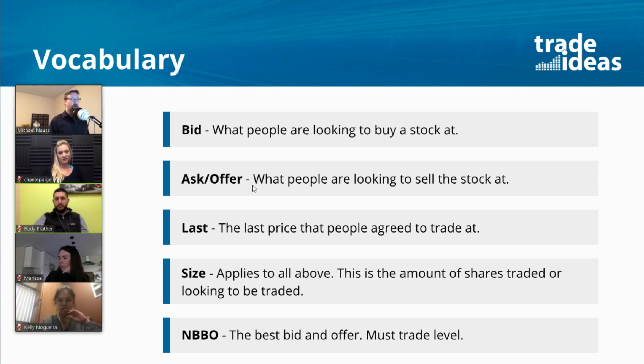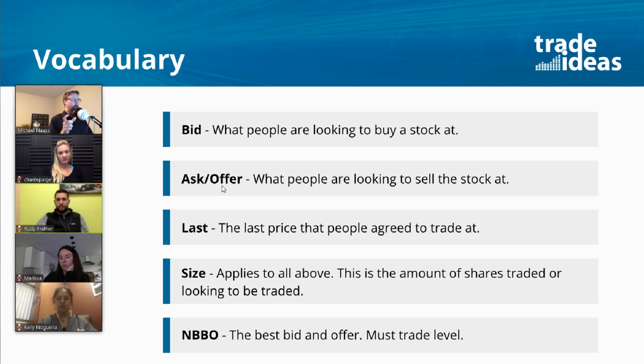And that's the same in the market. So a trade will only happen when you finally agree on a price. When we talk about a bid, we talk about people who are looking to buy the stock at, say, $10. And then an offer or ask, depending on the platform, sometimes they're treated a little bit different. That's what people are looking to sell at.